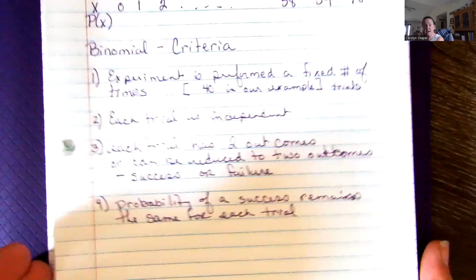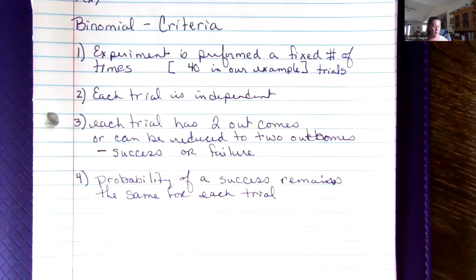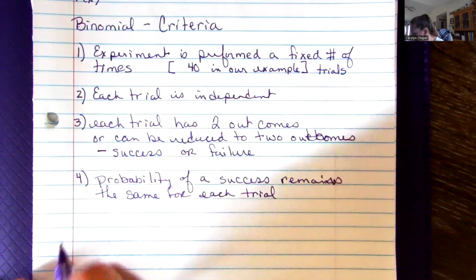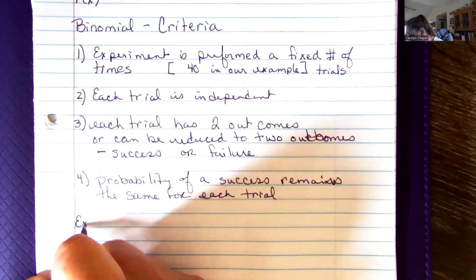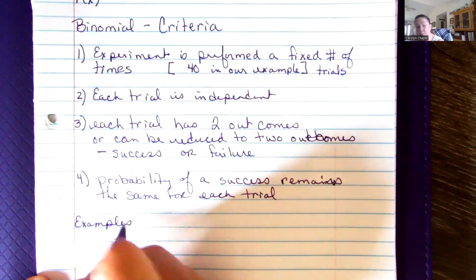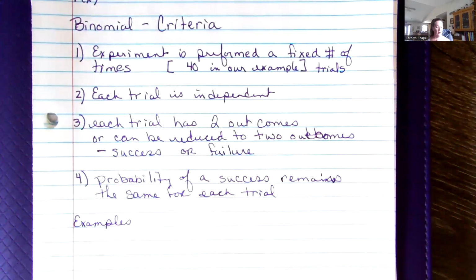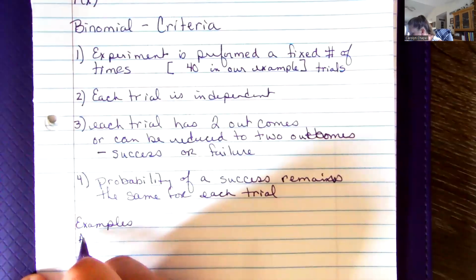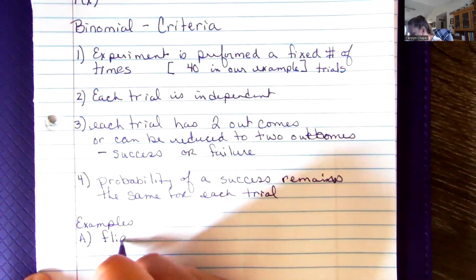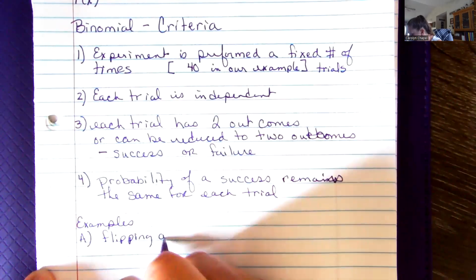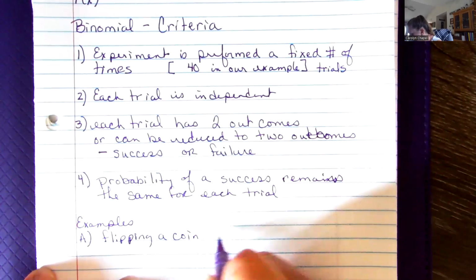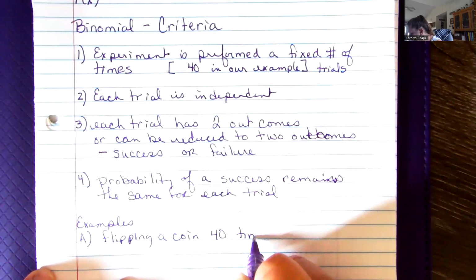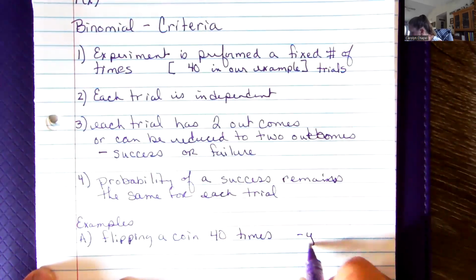So some things to think about, looking at a few examples, and we'll see, are they a binomial? Are they not a binomial? So as we've been saying already, flipping a coin 40 times. Yes, it's a binomial.